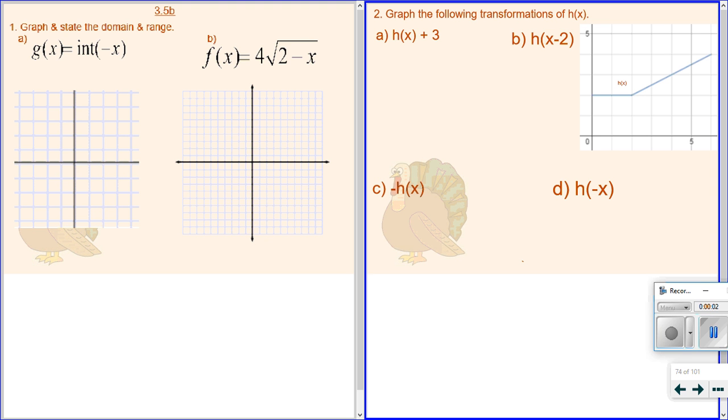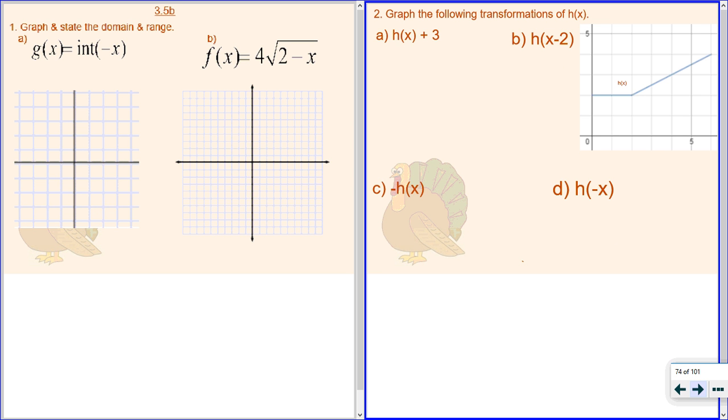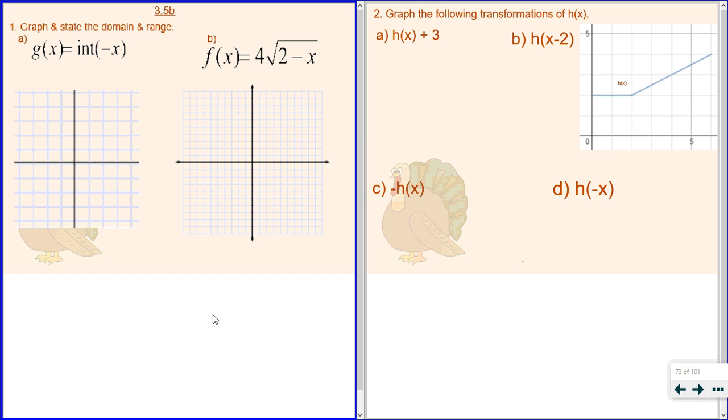All right, so I'm going to walk us through, and I apologize if you're still working here, the solutions to these. So the very first one is the INT function. g of x equals the greatest integer of negative x. What does the negative x in there do? How does it transform it? You make the x negative.